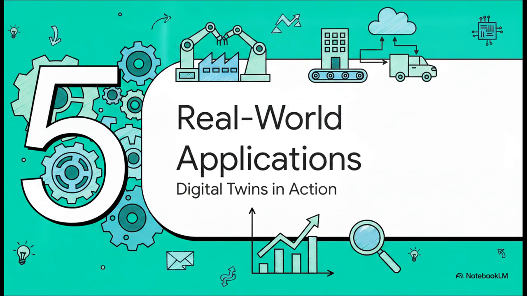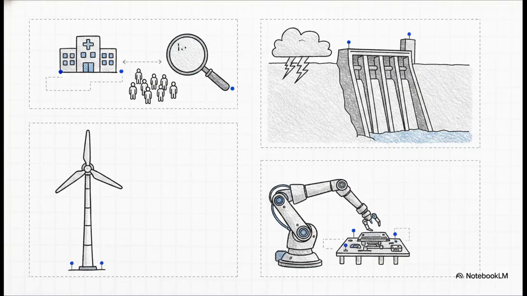All right, final section, part 5, real-world applications. Digital twins in action. Because this isn't just theory, right? Digital twins are solving massive, real-world problems today. In healthcare, hospitals use them to simulate emergency room patient flows based on historical patterns so they can optimize their staffing. Over in the energy sector, companies like Axelos are building twins of cathedral-sized hydroelectric power stations and offshore wind turbines to predict maintenance needs based on real-time weather data.